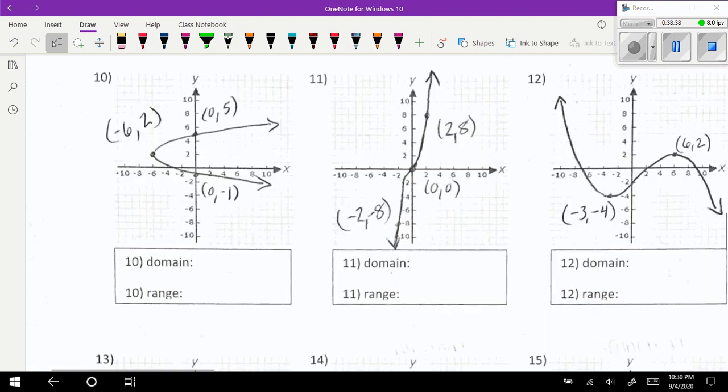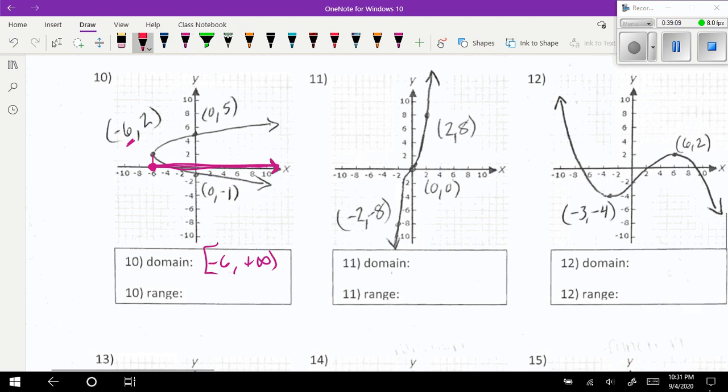Question number 10. My domain is going from -6 all the way to positive infinity. Oop, I almost put parentheses around that 6. Should be a bracket because -6 is a solid point for x equals -6. Okay, and everything would simply be full along the x-axis.